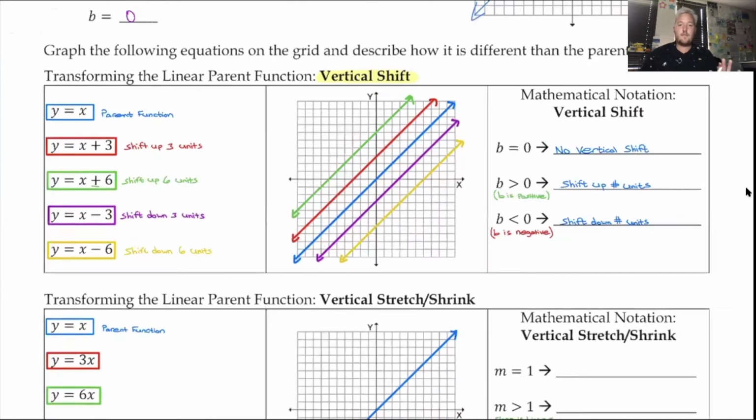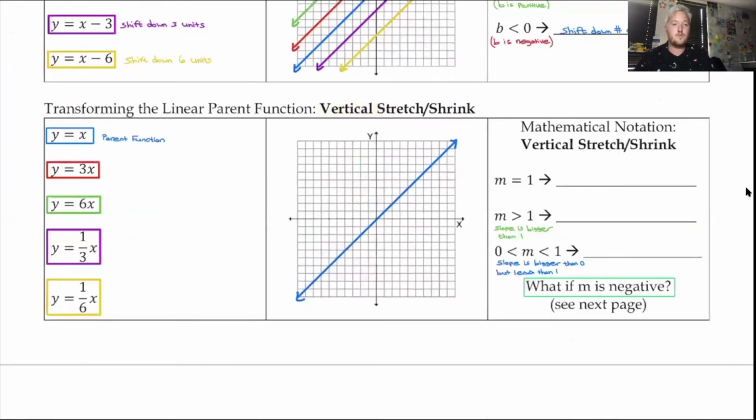Okay, so that is vertical shifts. So you have to actually write out shift up or shift down. You cannot just say move up or move down. You have to use the correct terminology and the correct verbiage. Okay, so now we're going to move on to this next part.